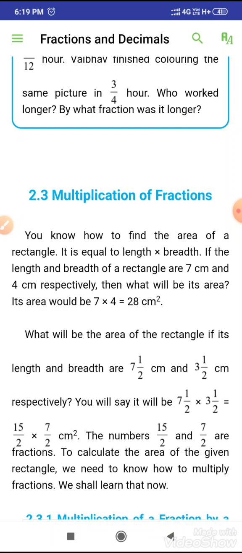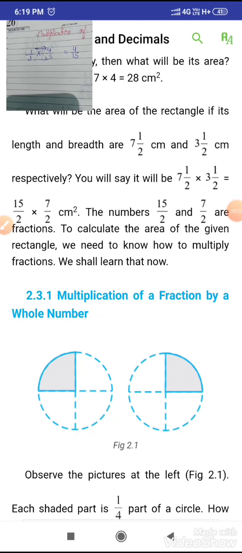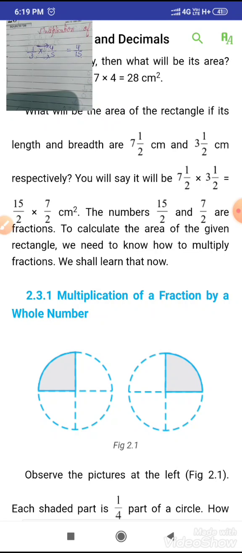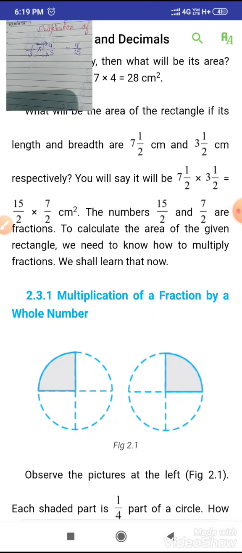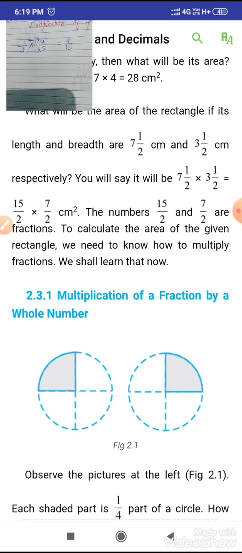Let's take one example for this. Here two fractions, 1 upon 3 and 4 upon 5, are given and we have to multiply these two fractions. So we simply multiply the numerators and the denominators. When we multiply 1 by 4, we have 4, and when we multiply 3 by 5, we have 15 in the denominator. So our fraction becomes 4 upon 15. In this way, you can solve all the multiplication problems of fractions.